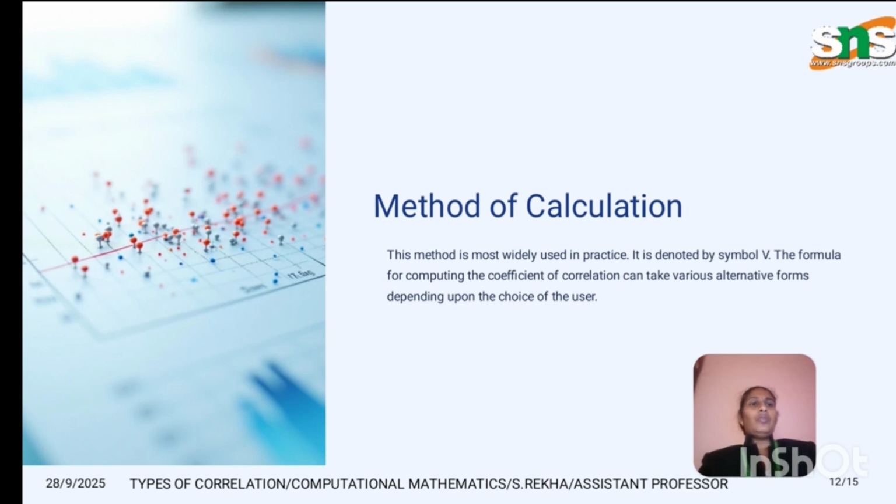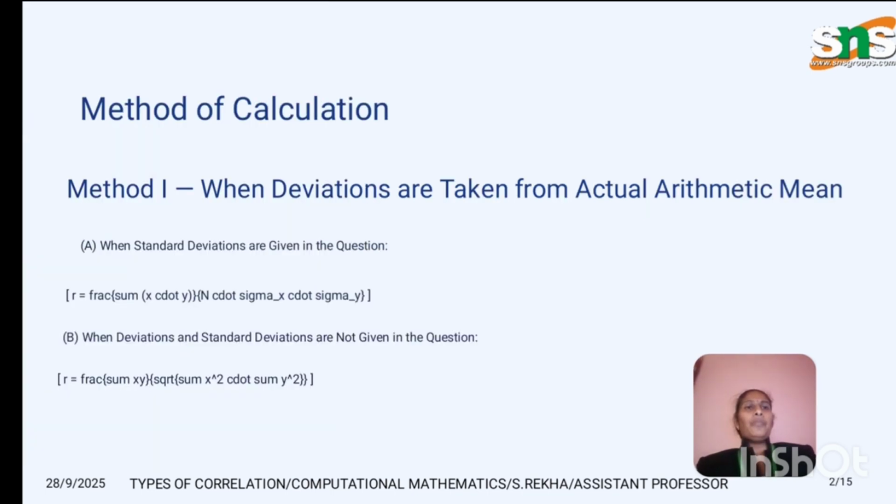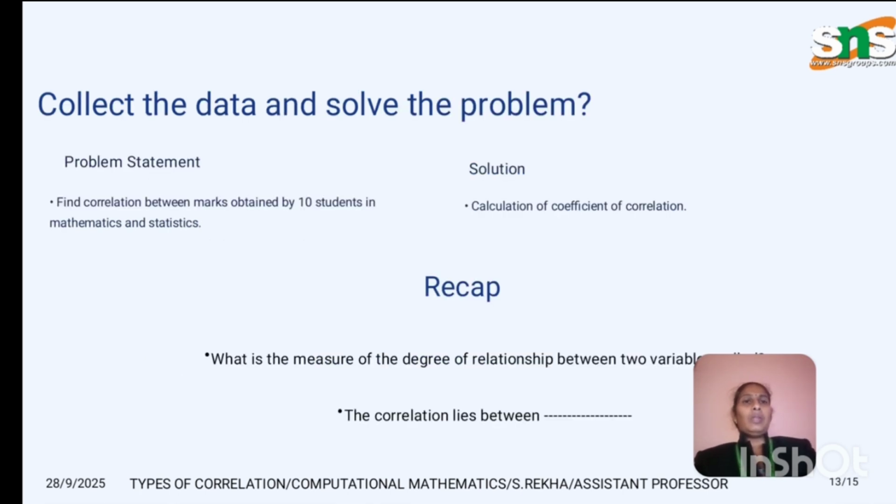Now, how to calculate the correlation coefficient? We will explain some of the methods. We can find the correlation coefficient using the deviation method, that is, the mean deviation method: r equals summation xy divided by the square root of summation x squared times summation y squared.